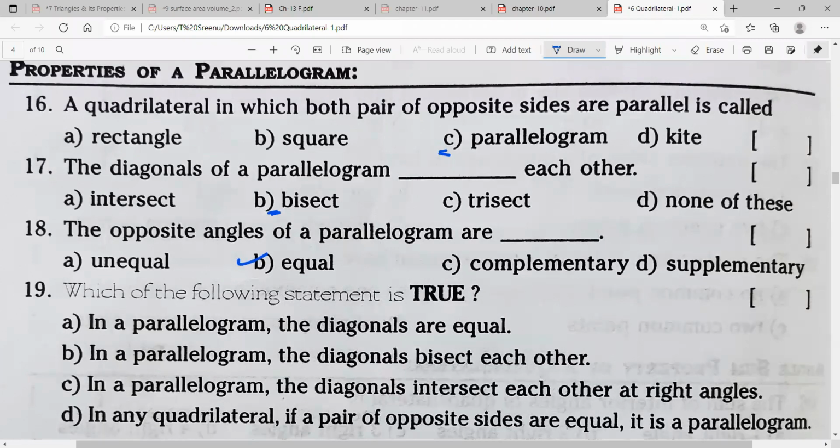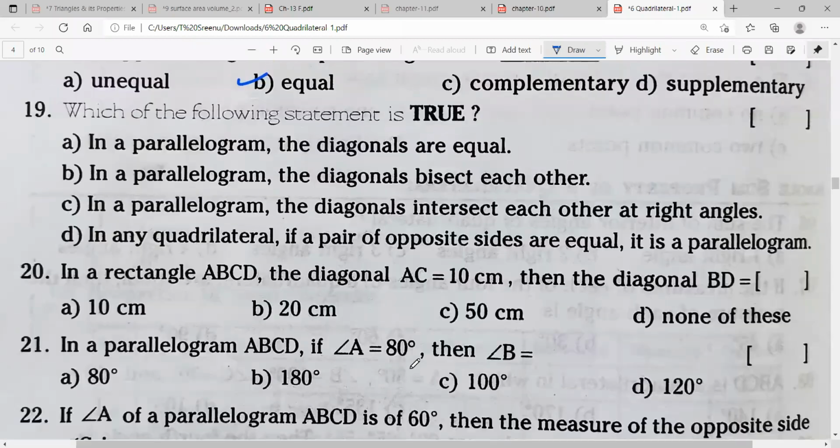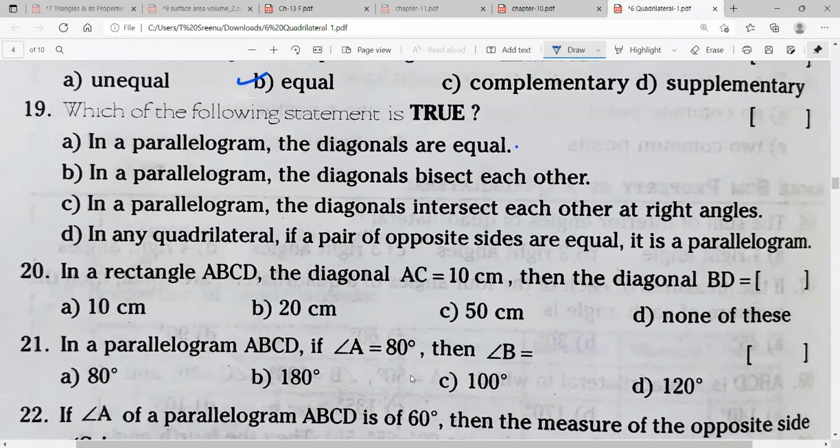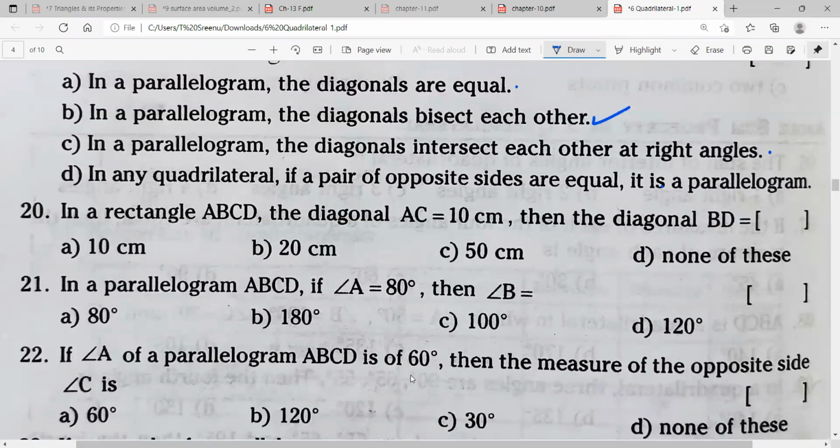Which of the following is true? In a parallelogram, the diagonals are equal. No, in a parallelogram they bisect each other. Yes. Diagonals intersect each other at right angles. No. If a pair of opposite sides are equal, then it is a parallelogram. No. So option B is true. A rectangle ABCD, AC is 10, diagonal BD is also 10. Diagonals are equal.